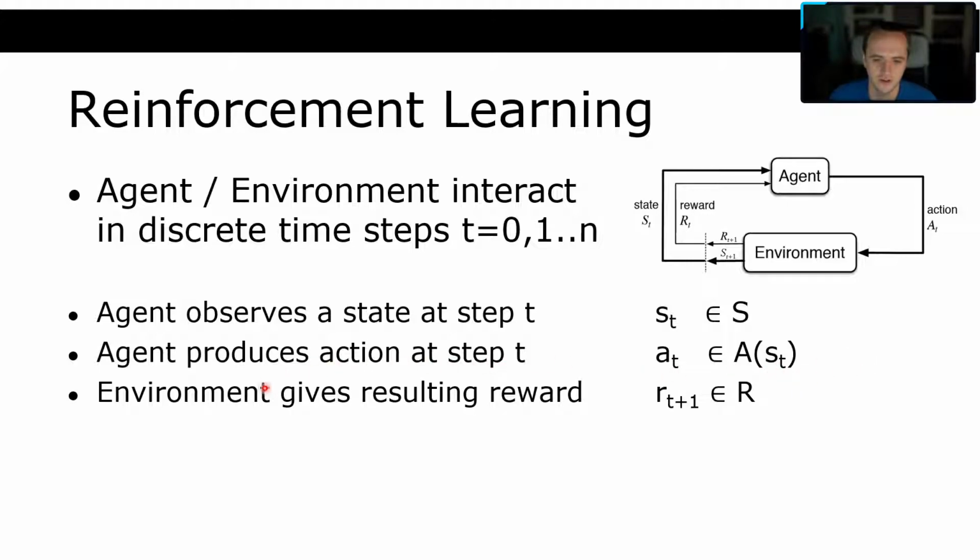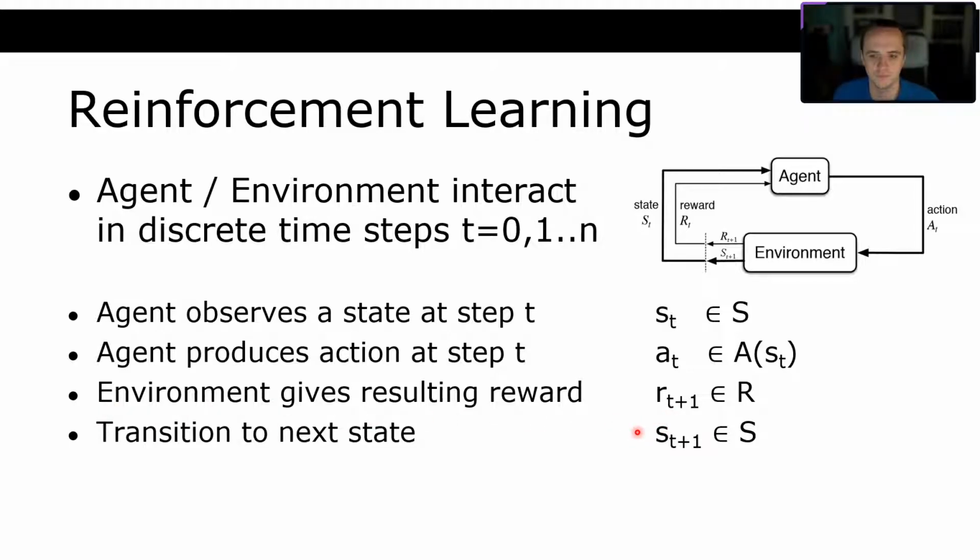And the environment is going to give us a resulting reward from performing action A sub t at state S sub t, okay? And this is going to exist within R, which is the real numbers. So any real valued number can be a reward that you get from performing an action. And then you're going to transition to the next state. So the environment is going to transition to S t plus 1, which is the state at time t plus 1. And of course, that also exists within the set of all states.